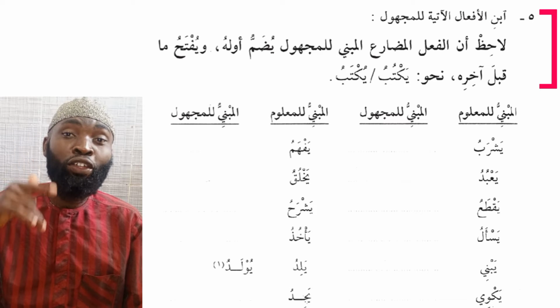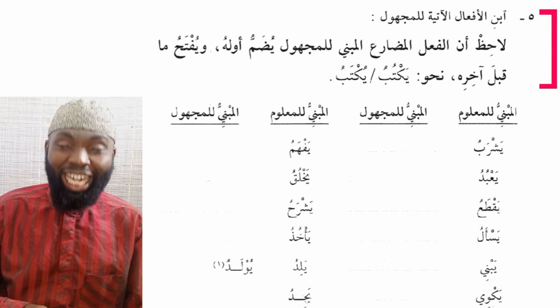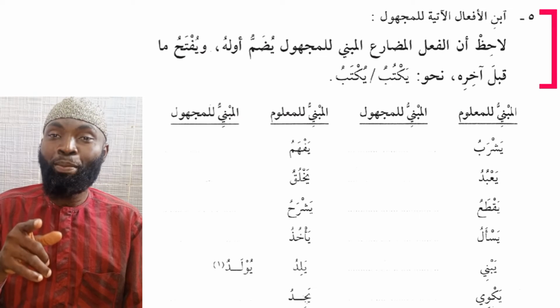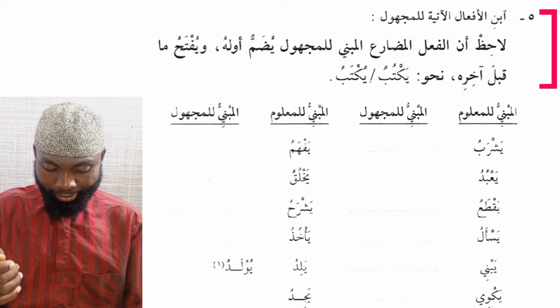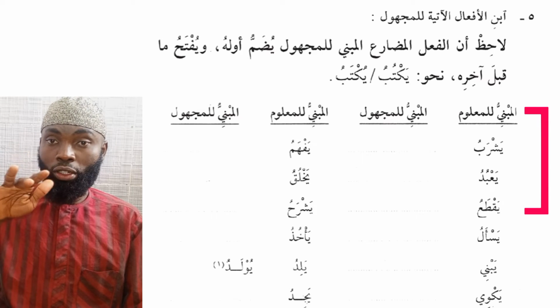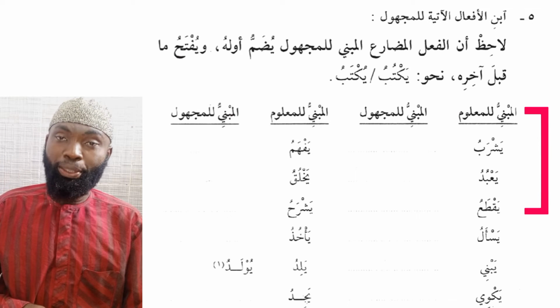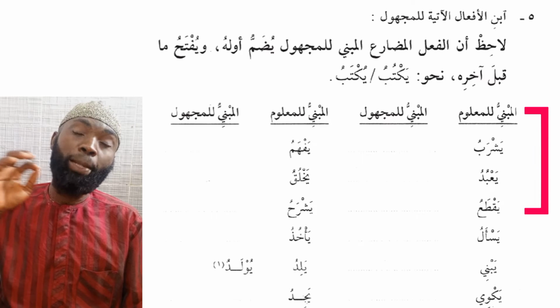So that is why we have yaqtulu, yuqtalu; yaktubu, yuktabu. Yaktubu, he is writing. Yuktabu, he is being written. Now we have al-mabniyu lil-ma'lum, words which fall under the active voice, and al-mabniyu lil-majhul, words which fall under the passive voice. These ones we have to form into their passive voice.